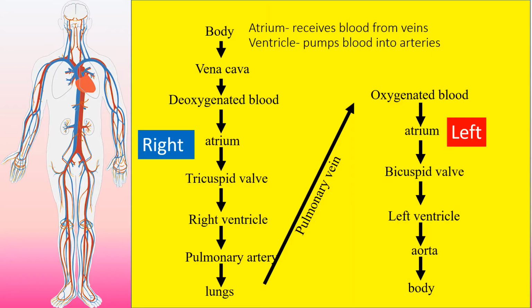So hopefully, as we've just gone through it, you remember that it's the vena cava, the atrium, through the valve into the right ventricle, then it gets pumped to the lungs, it enters back into the heart through the pulmonary vein where it travels through the atrium, another valve, the ventricle, the aorta, and then out to the rest of the body.